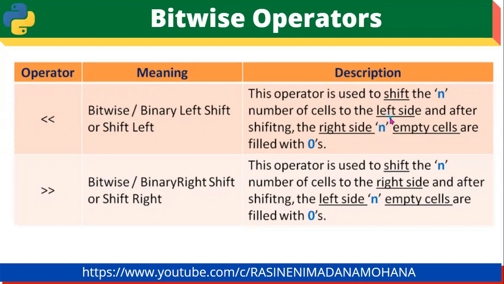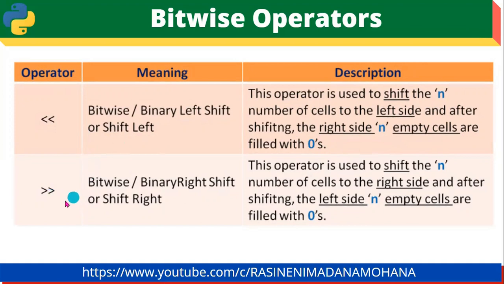After shifting the right side values towards the left side based on the given value, whatever cells we shifted on the right side, that number of cells are empty. Those are all filled with zeros. Here you can say this operator is used to shift n number of cells to the left side, and after shifting, n empty cells are created on the right side. Those are filled with zeros only, not with ones. So that is left shift.